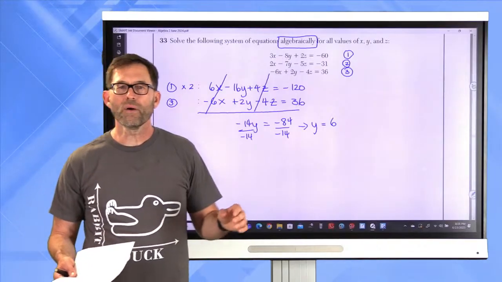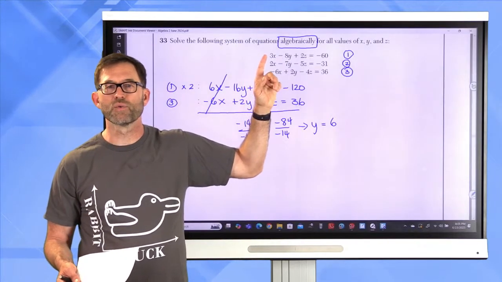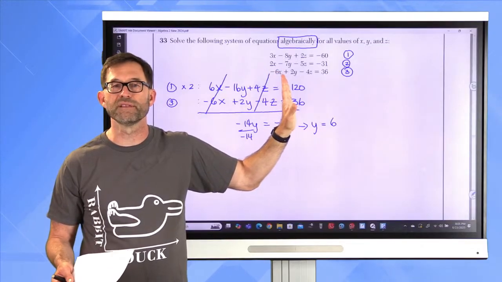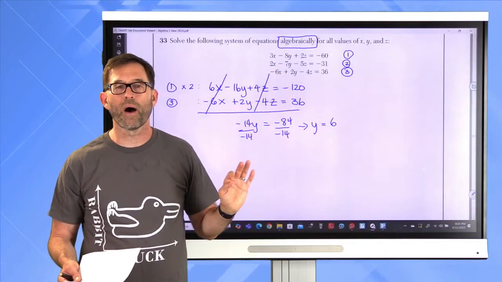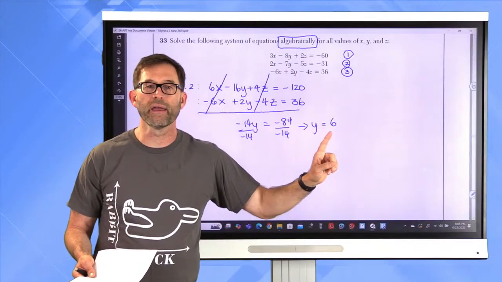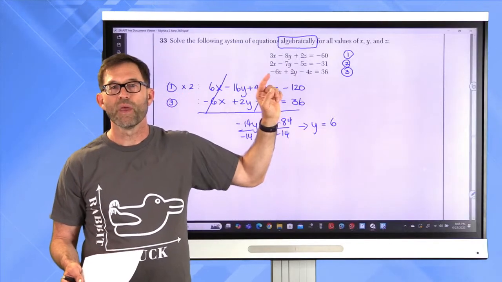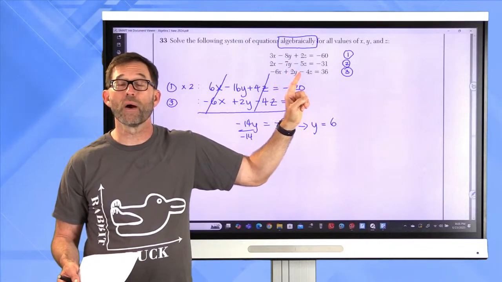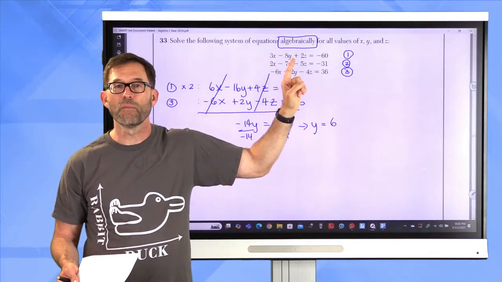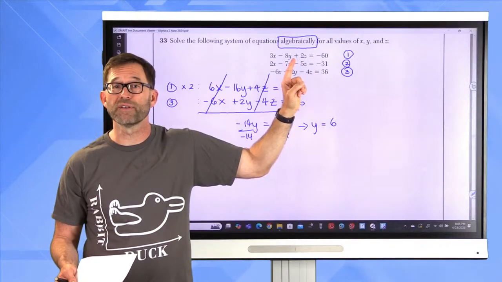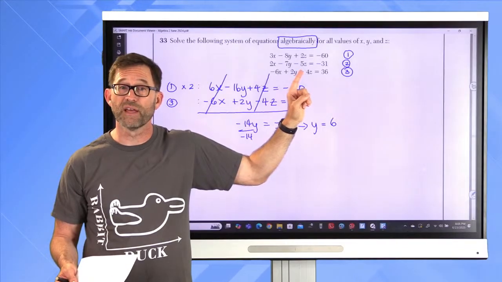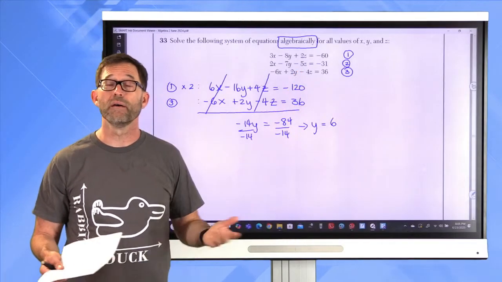Well, what I'm now going to do is if I look at equations 1 and 2, and I just eliminate the z, right? I just want to eliminate z so that I'm left with x and y, and then I could backfill the y and figure out what x is. So if I look at equation 1, I have a 2z, and if I look at equation 2, I have a negative 5z. So if I multiply equation 1 by 5, I'll have a 10z, and equation 2 by negative 2, I'll have a negative 10z, and those will then eliminate.